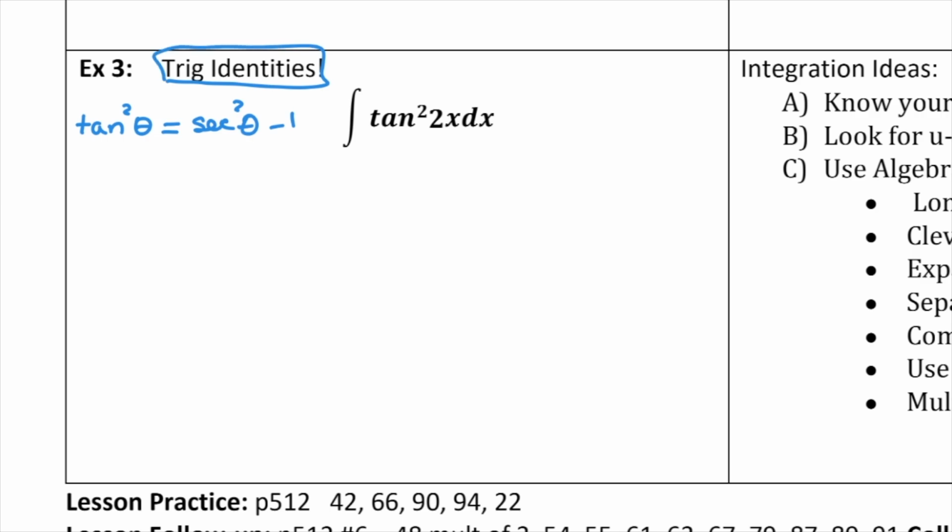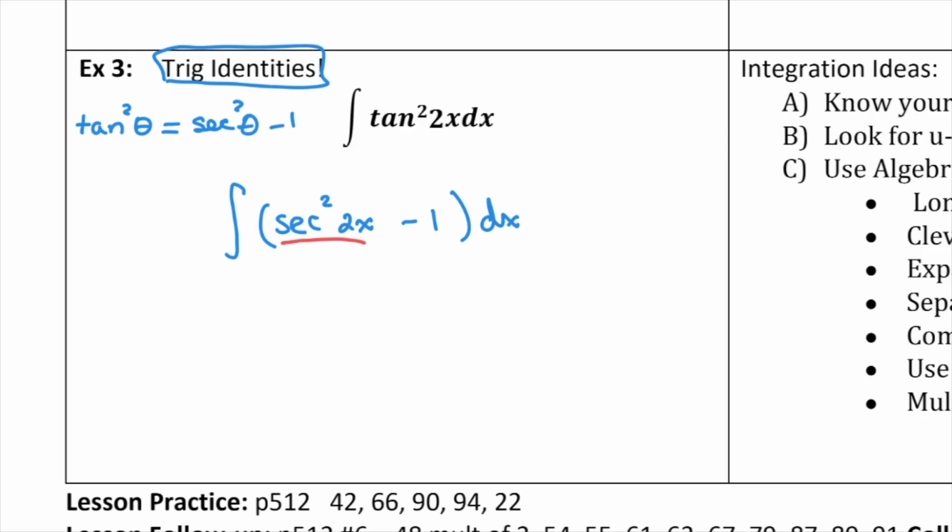So now we will rewrite our problem as the integral of secant squared of the angle 2x, minus 1, multiplied by dx. So what did we do? We used a trig identity in order to substitute. All right, but again, you have to know your basic integration formulas. If you don't know what the antiderivative of secant squared is, you are in trouble. You need to go back and figure those out.